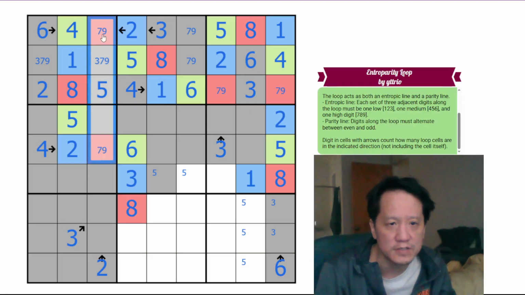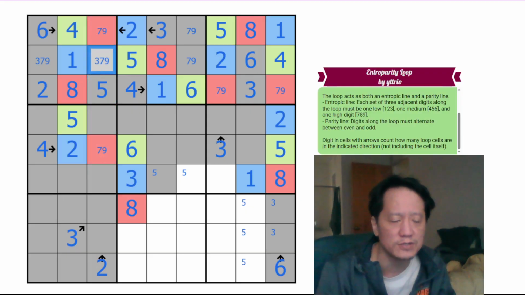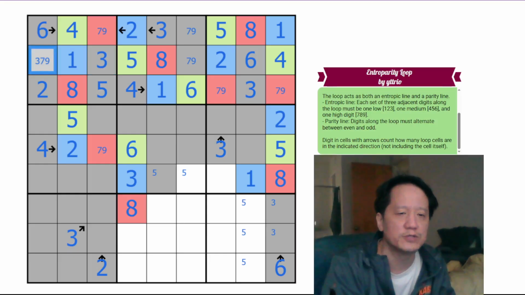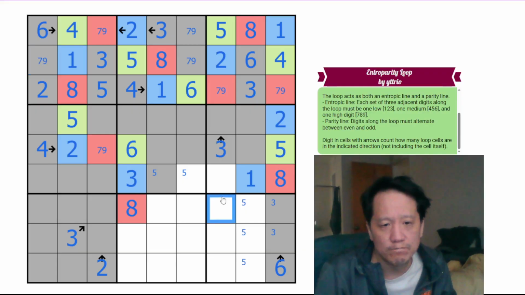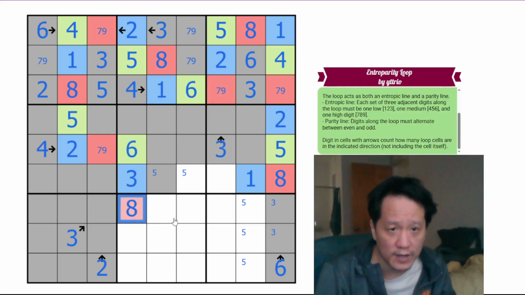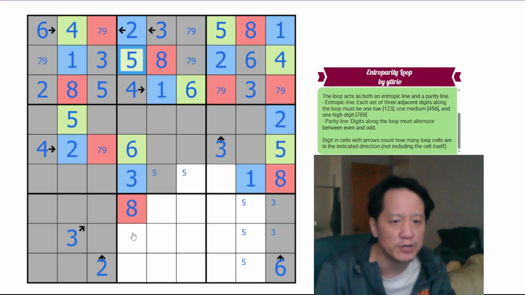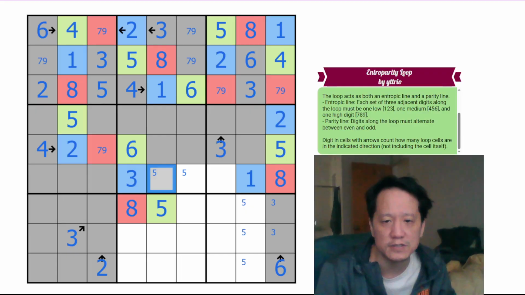And this is a 7, 9 pair, which eliminates 7, 9 in the rest of the column. So this is 3, which makes this not 3. This is 8. We have to have a 5 for an odd middle digit. Cannot be going that way, so it must go this way. So this is 5 and odd, which means this can't be 5. This must be a 5 here.